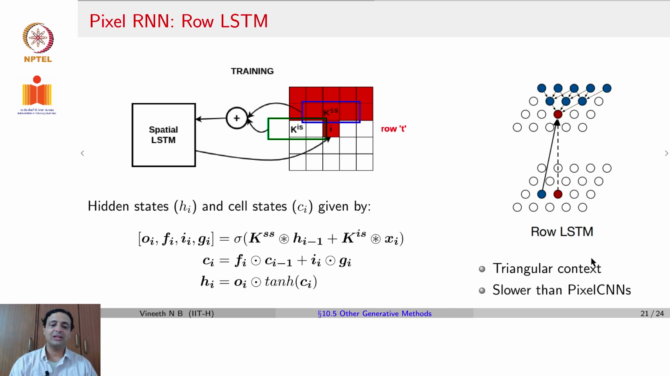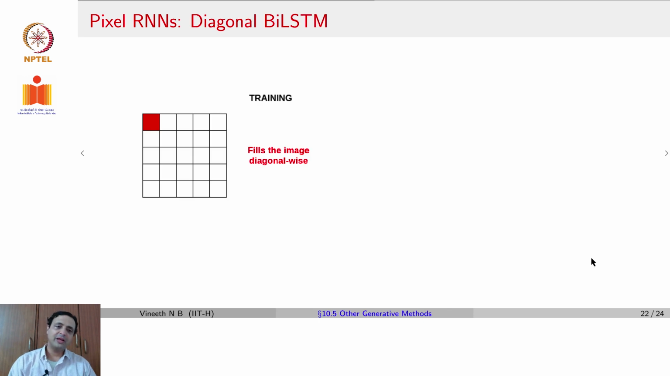And clearly, when you look at this model, it's going to be far slower than Pixel CNNs because of its approach to generation. Another variant that was proposed in Pixel RNNs is known as the diagonal BiLSTM. In diagonal BiLSTM, the approach is similar to what is known as a bidirectional RNN.